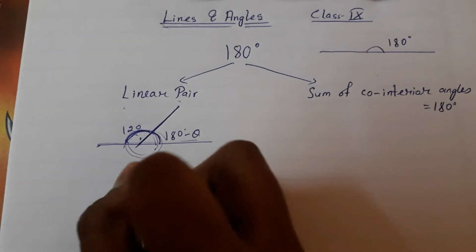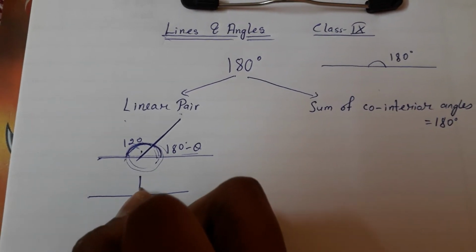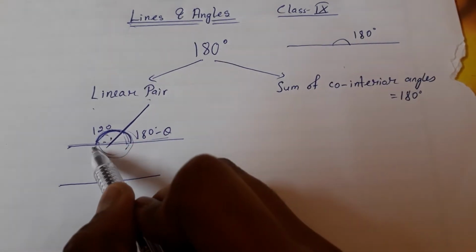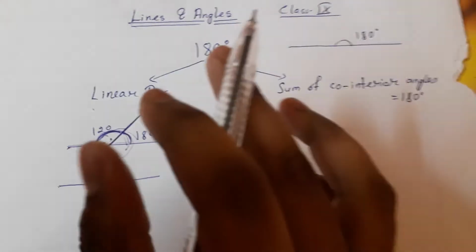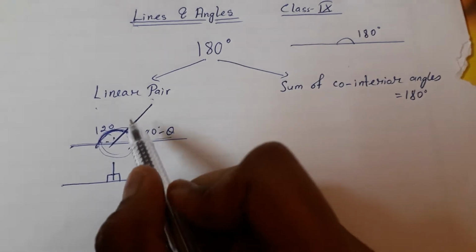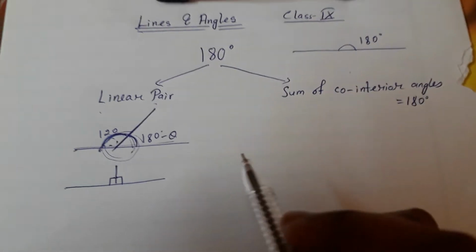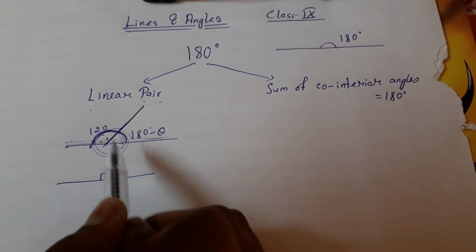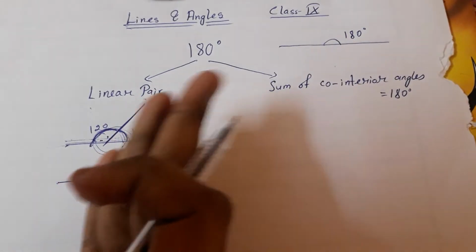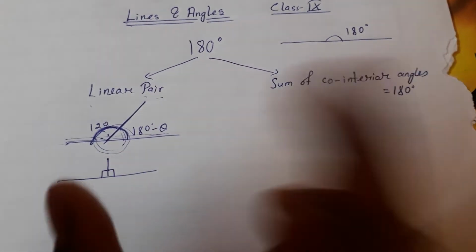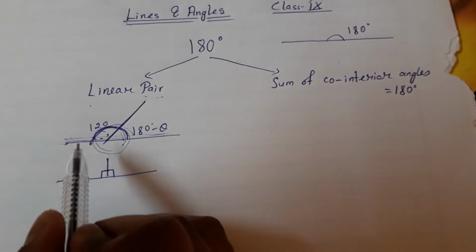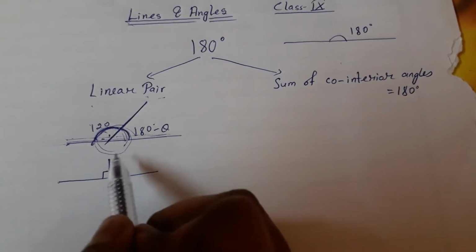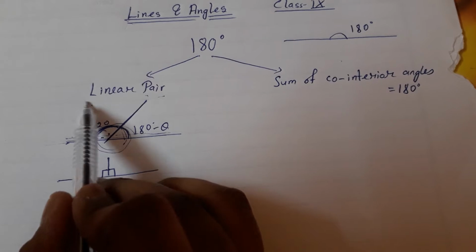Suppose one example, a perpendicular line. If this is 90, then this will also become 90. So one angle must be 180 minus x, or 180 minus theta, and the other angle is already given to you in your question. So this is called the linear pair. A line which is a straight line is 180 degrees, and when a line cuts the line, the 180 degrees divides into two angles. Suppose it may be 120 and 60, or 160 and 20. In this way we have to know the linear pair.